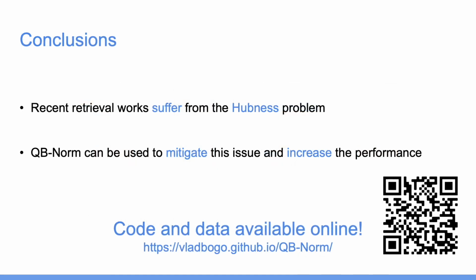In conclusion, we showed that recent retrieval works suffer from the hubness problem, and QB-norm can be successfully used in order to mitigate this issue and increase the performance.